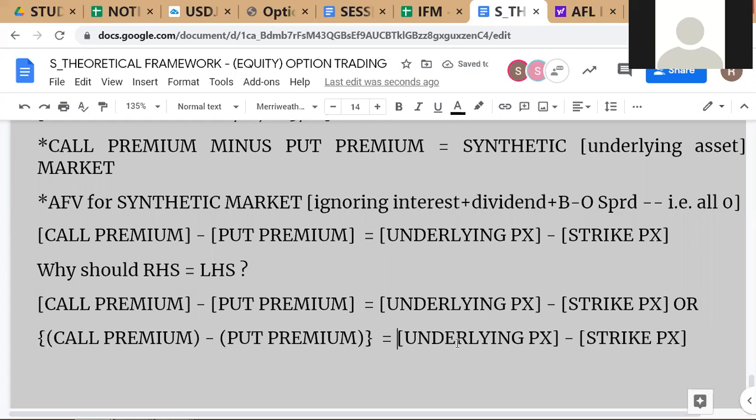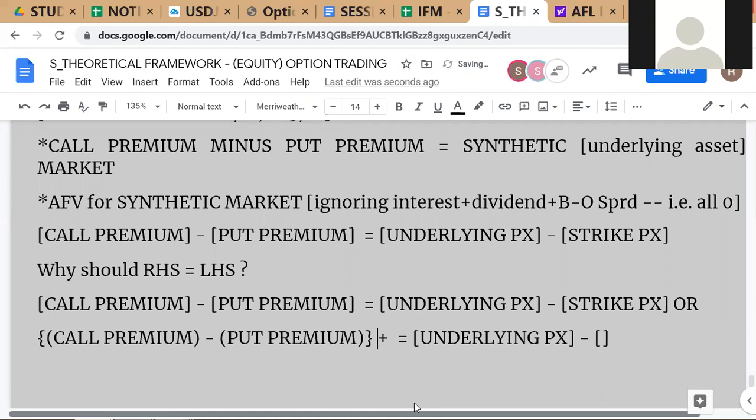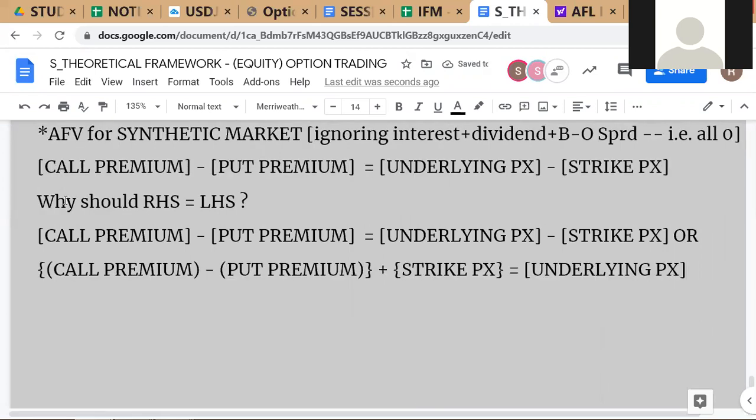And let's take one of the terms from here. Let's take the strike price to this side, okay? So we will write this as plus strike price, and we put it in the second bracket, okay? And then we are saying this, okay? So if LHS is equal to RHS, then we just take strike price to this side and we write this whole expression.